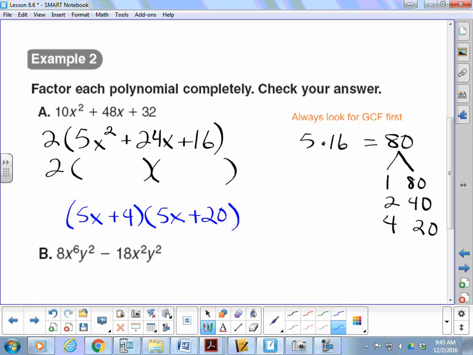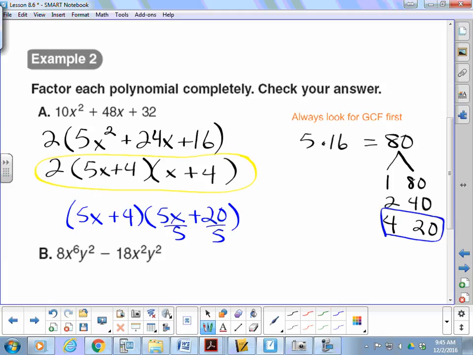Remember, we take the coefficient of x squared and put that with both x's in the first term, and then our pair of numbers go second in both of them. So 5x plus 4, can I simplify that any? No. How about 5x plus 20? They have 5 in common, so I'll divide both of them by 5. So my final answer is 2 times 5x plus 4 and x plus 4. And there is the answer.